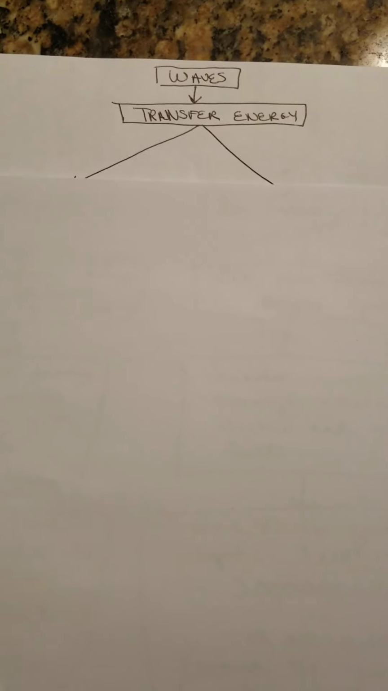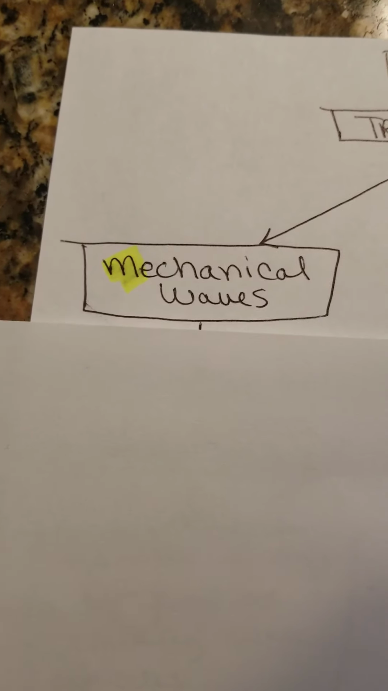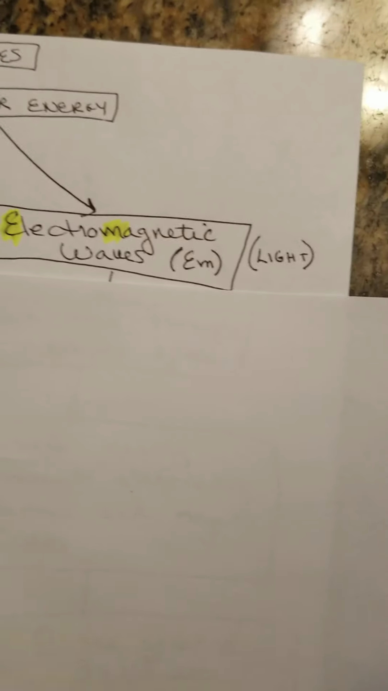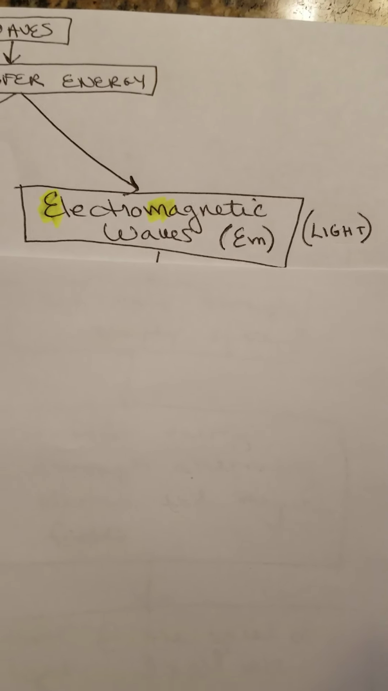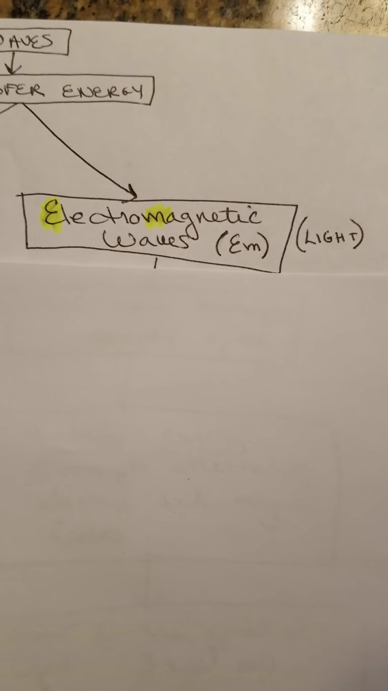So one thing that all waves have in common is they all transfer energy. We keep saying energy can't be created or destroyed, it can only be transferred. Well, that's great, but we're not explaining how energy actually does get transferred, and it does it by means of a wave. So all waves transfer energy, and there are two types of waves. Every wave in the universe can be classified as one or the other of these two types. The first type are mechanical waves, and the next type is electromagnetic waves, or EM waves, which we also call light waves.